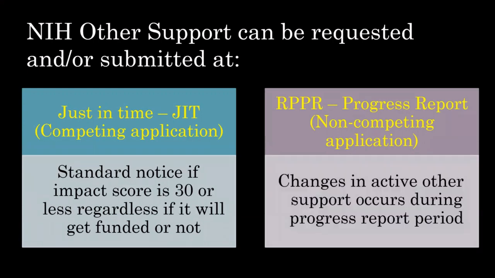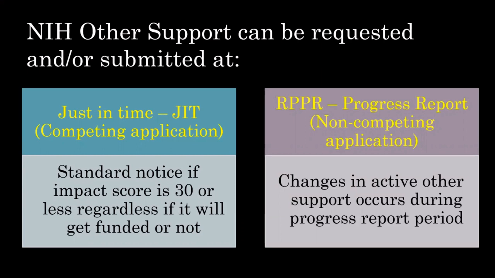And also at the RPPR phase. So these would be for non-competing applications. Changes in active other support occur during the progress report period. So if you're working on your progress report and you notice that there have been no changes since the last reporting period, then you would not need to update their other support and you would indicate that there have been no changes. If there are changes since, maybe a grant has been awarded since then or a grant has ended since then, you want to report those changes and note those things.